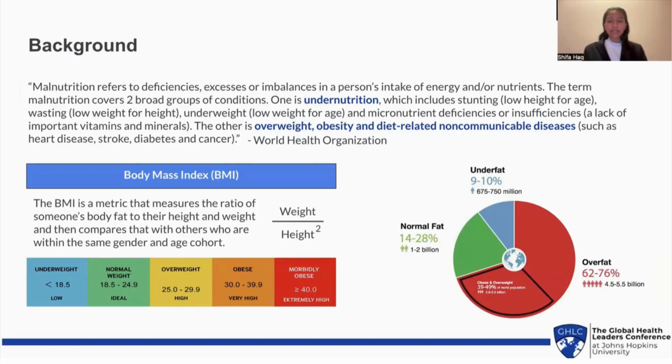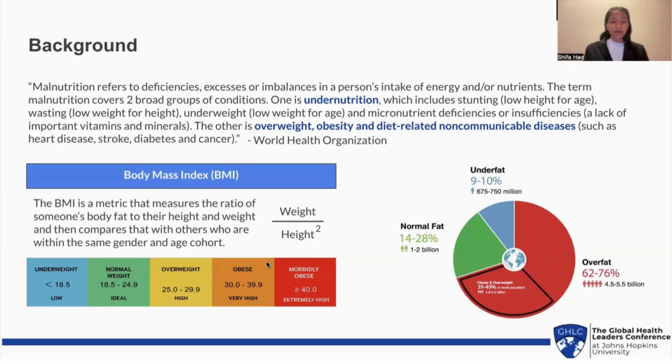When most people think of malnutrition, they typically think of undernourishment. However, this is a big misconception. Malnutrition is a spectrum, ranging from undernutrition to overnutrition, and one commonly accepted metric to measure this is the body mass index, or BMI. The BMI is a metric that measures the ratio of someone's body fat to their height and their weight, and then it compares that number to others that are within the same gender and age cohort. The calculation for this is simple, being just weight in kilograms divided by height in meters squared.